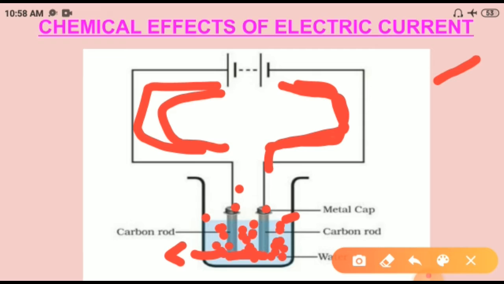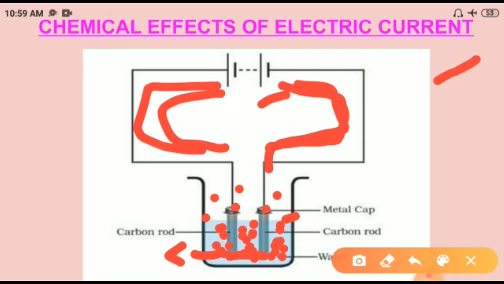Once again, what apparatus is required here? A battery, two carbon rods and two metal caps. The metal caps are connected to the battery, and we take a beaker. In the beaker, we add water, salt and a few drops of lemon juice. The lemon juice, water and salt are all good conductors of electricity. Then the current passes through the metal caps.